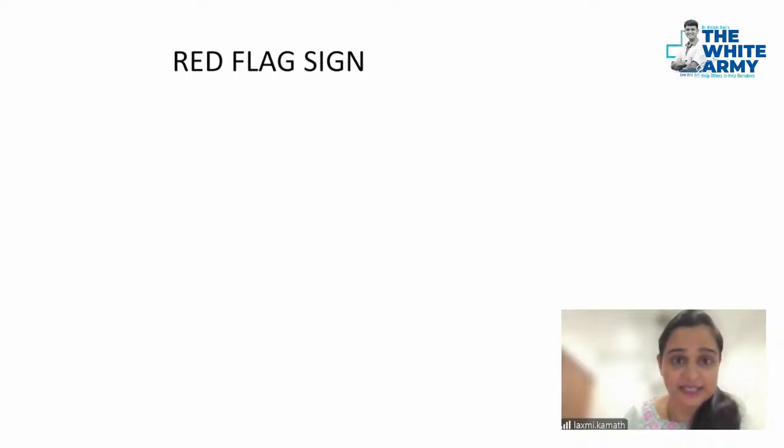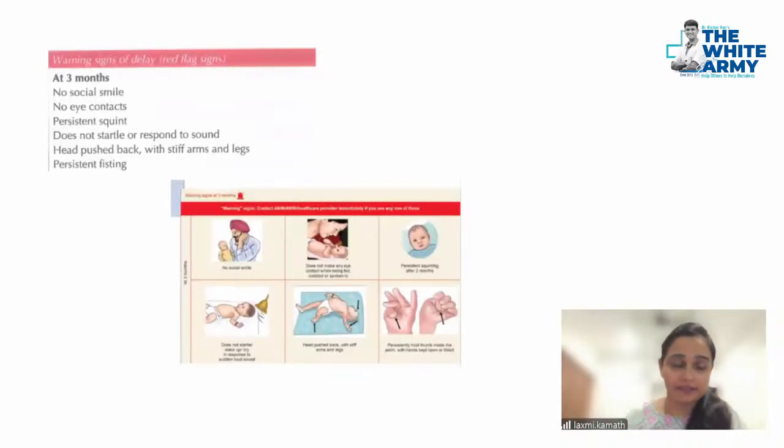So what are the red flag signs? As the word says, red flag, the moment you see these signs, the child needs to be referred and completely evaluated for developmental delay. If you go through the TAI card or the mother child protection card, which is there with every mother, all of this is printed in that card for the sake of awareness in parents. So at the age of 3 months, what are all the red flag signs?